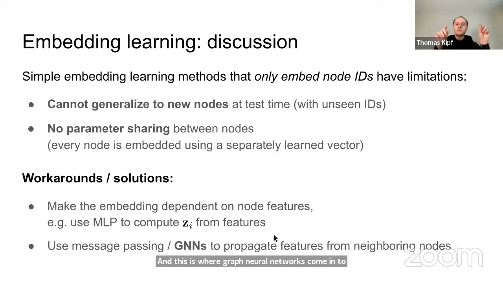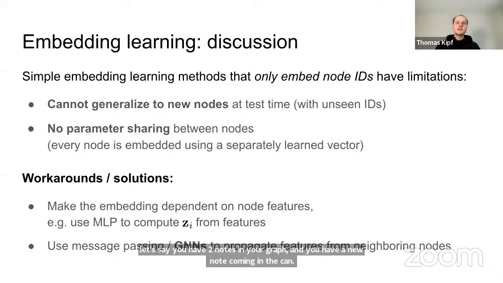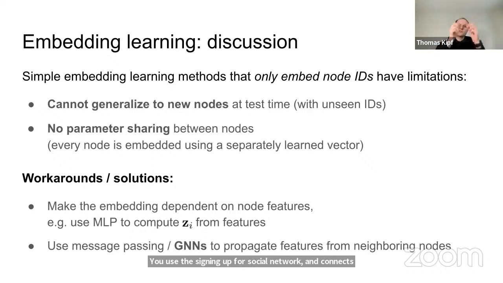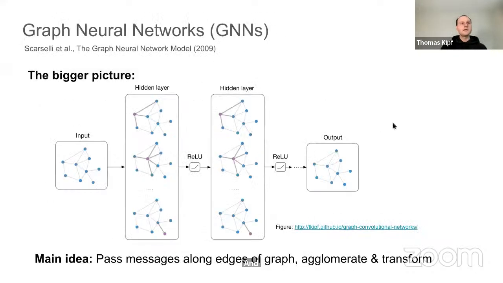So let's say you have two nodes in your graph and you have a new node coming in, like a new user signing up for a social network and connects with two friends. Then you can propagate those features from the neighboring nodes to that user and have a function that learns how these features should be propagated and adapted. And this is effectively where graph neural networks come in.